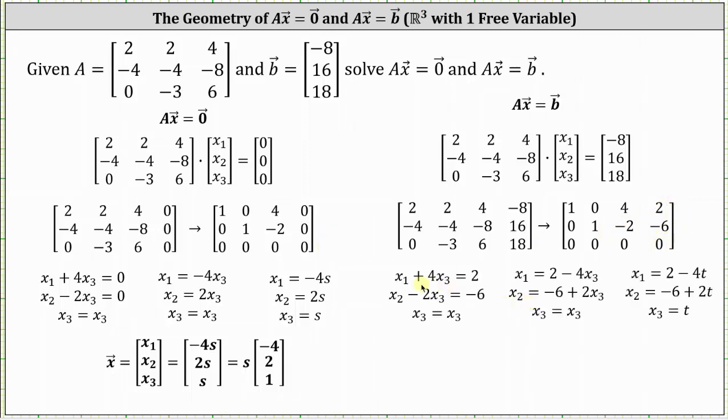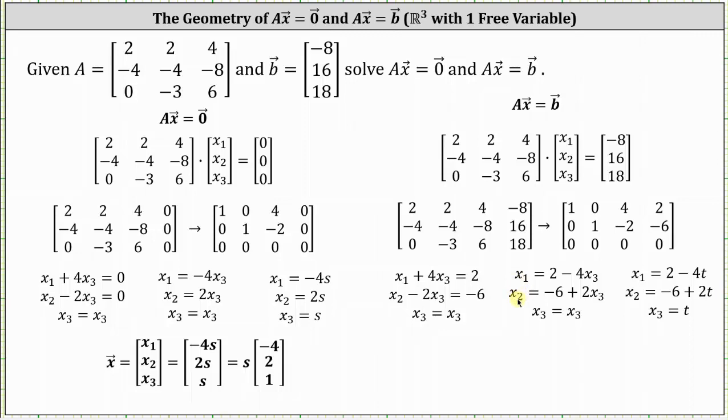The first row indicates x sub 1 plus 4x sub 3 equals 2. The second row indicates x sub 2 minus 2x sub 3 equals negative 6. And again, x sub 3 is still a free variable. X sub 3 equals x sub 3. Next, we solve the first equation for x sub 1 and the second equation for x sub 2.